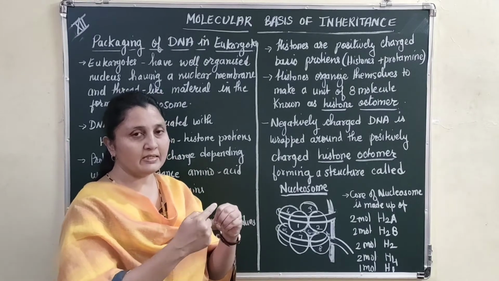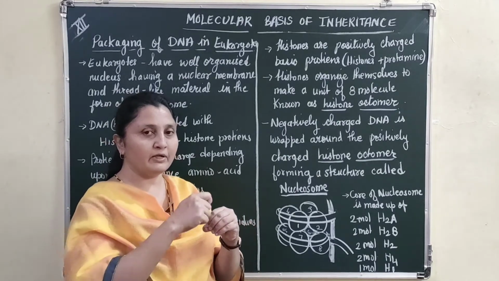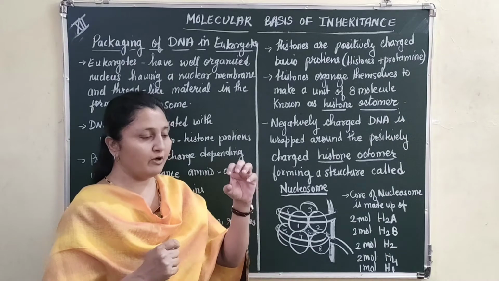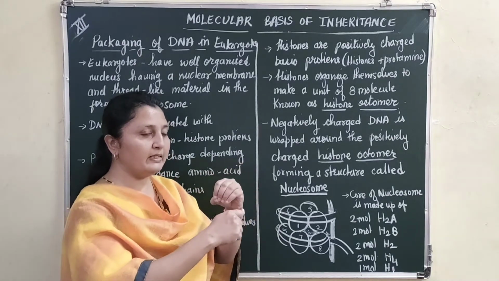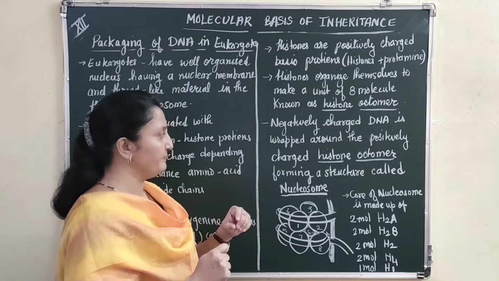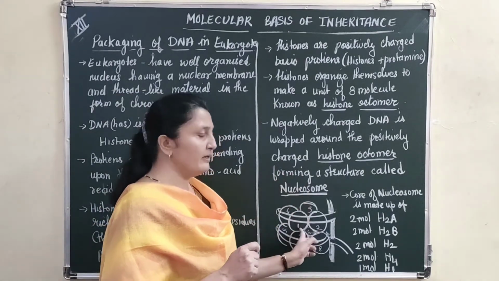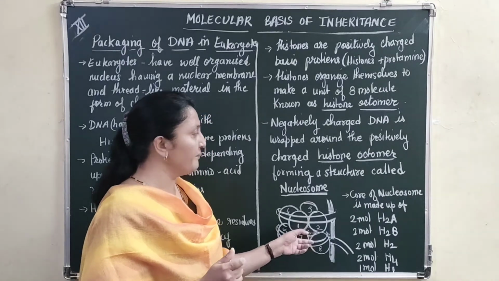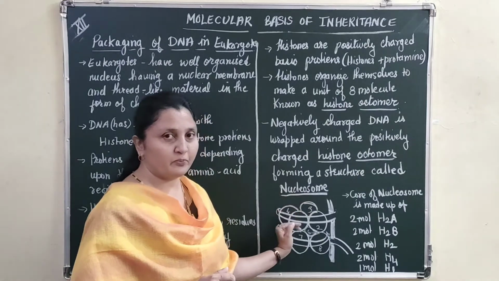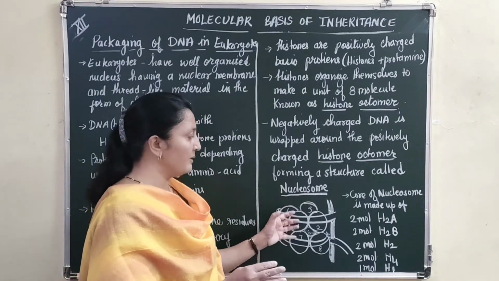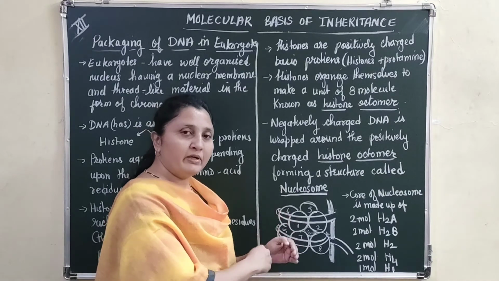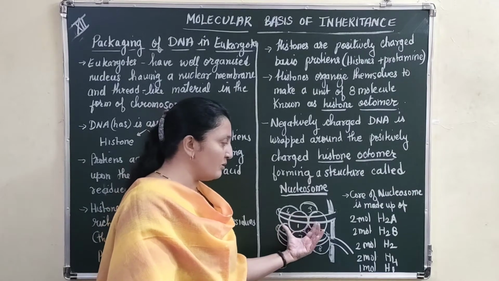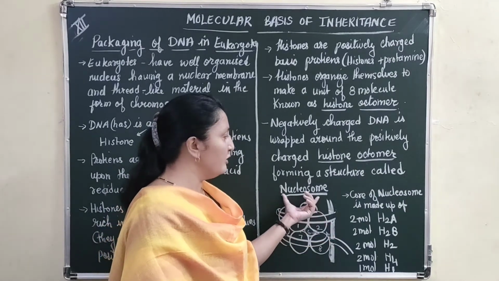As it is, if you take a ball and cover it with a thread, you are wrapping the ball with the thread. Histone molecules form a ball-like structure, and on that the negatively charged DNA gets wrapped. The wrapped DNA along with the histone octamer is together called a nucleosome.